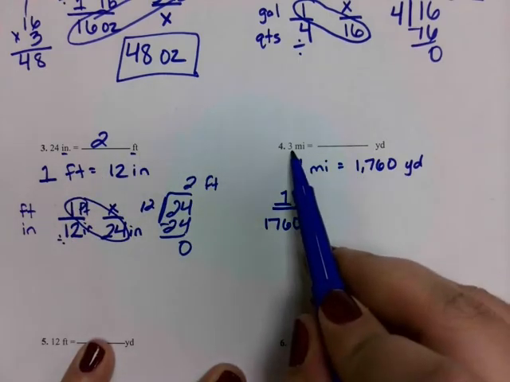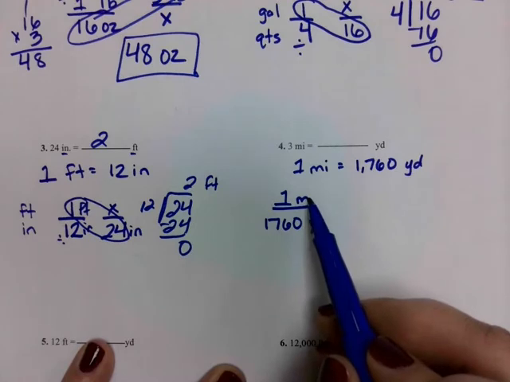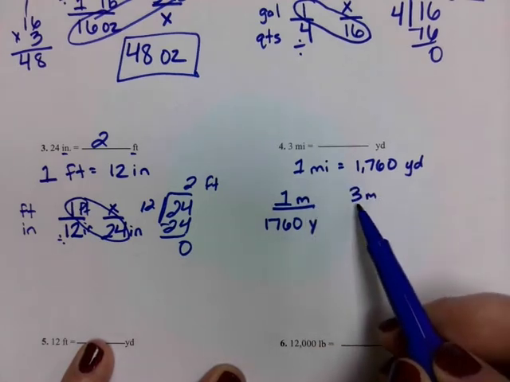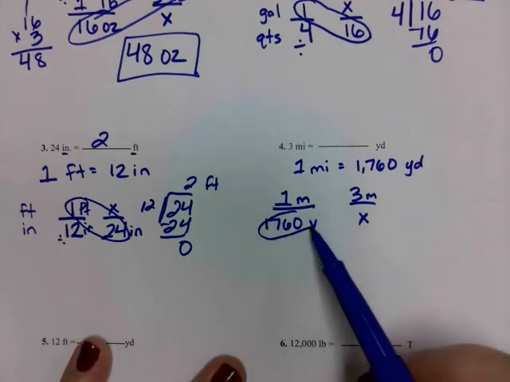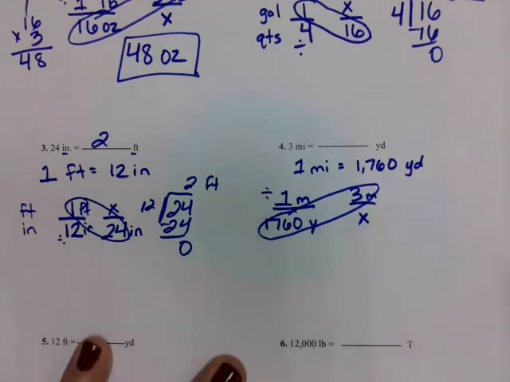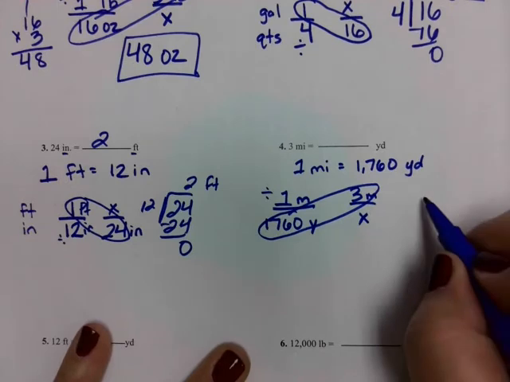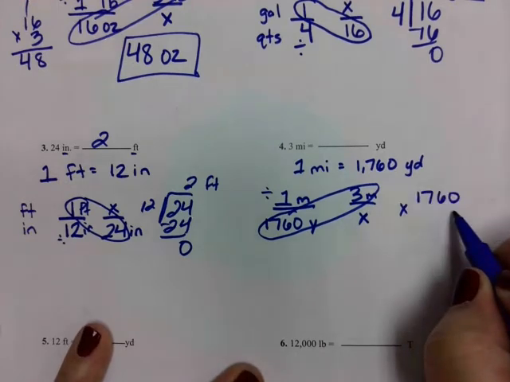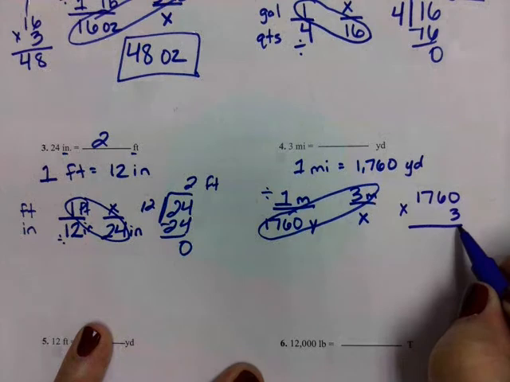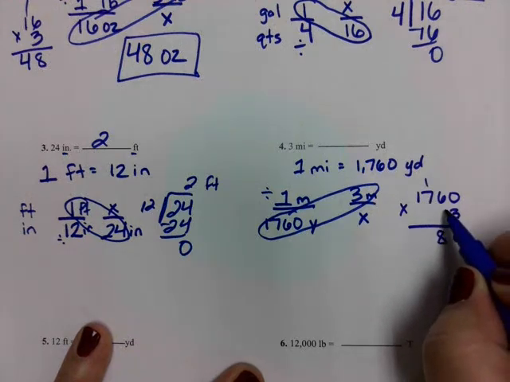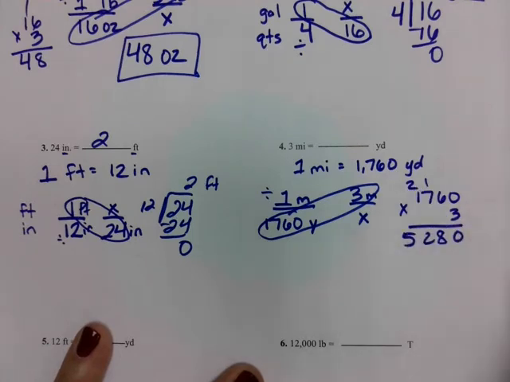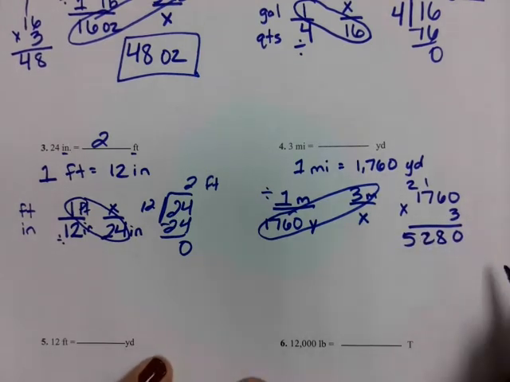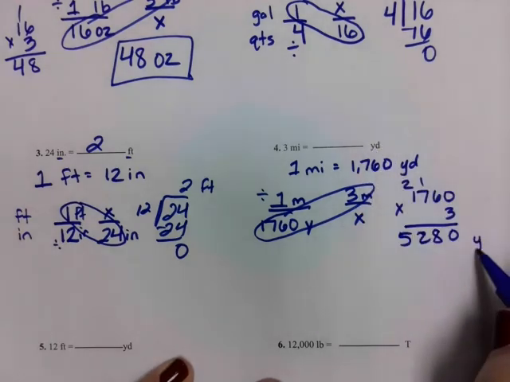And then now we can match up the 3 miles. My miles are on top, so my 3M goes on the top. X goes at the bottom. So all I have to do here is cross multiply. Don't even need to divide because it's dividing by 1. 1760 times 3. I get 0. 18, carry the 1. 21 plus 1 makes 22. 3 plus 2 makes 5. So 5,280, and that was yards.